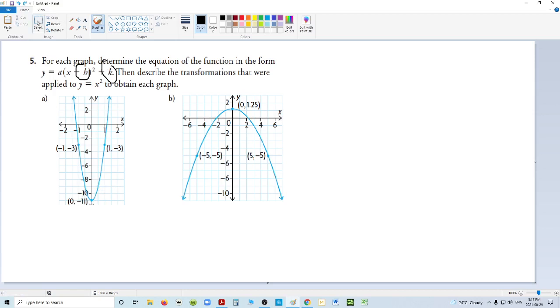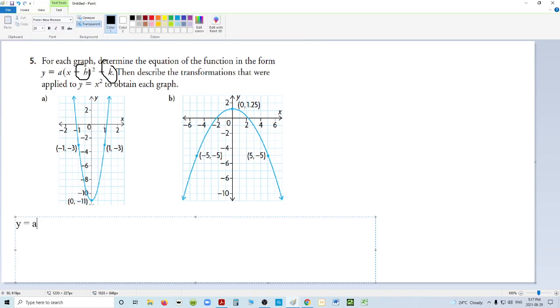So right away I can say, okay, I'm going to rewrite that as y is equal to, and I'm only doing a right now. y is equal to a, and I don't know my a, but I do know the x is going to be squared, and it didn't move anywhere. It's still at 0. And the k is minus 11. And that's the nice thing about parabolas.